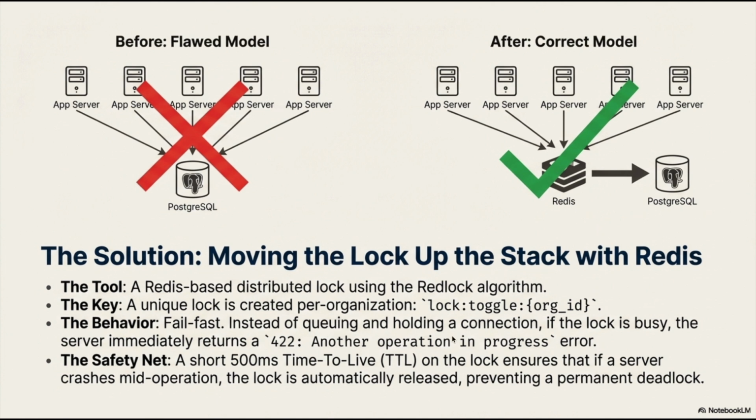Instead of queuing and holding a connection, if the lock is busy, the server immediately returns 422, another operation is in progress. The safety is the short 500 millisecond time to live on the lock, which ensures that if the service crashes mid-operation, the lock is atomically released, preventing permanent deadlocks.